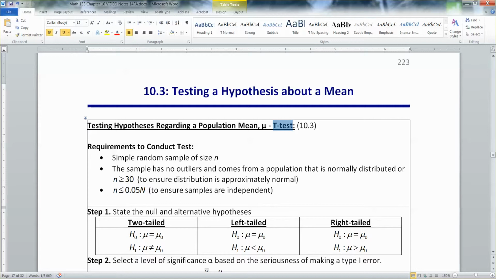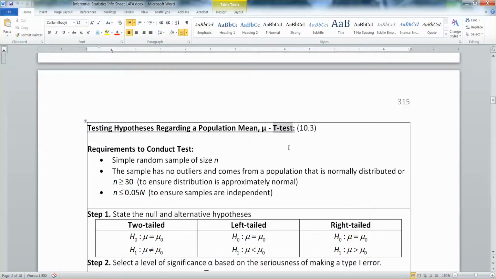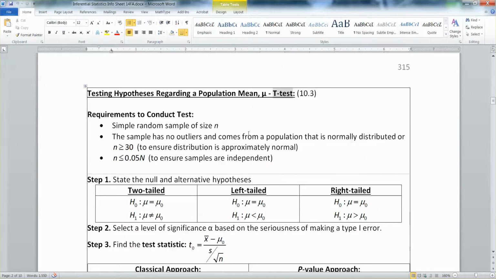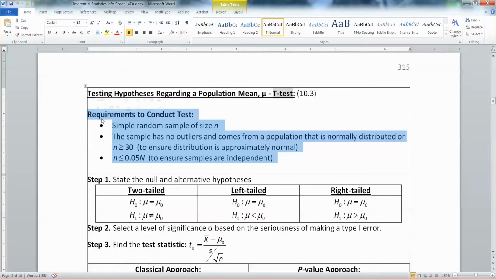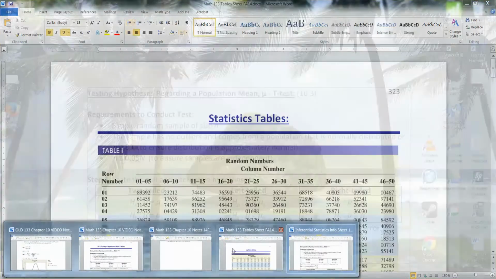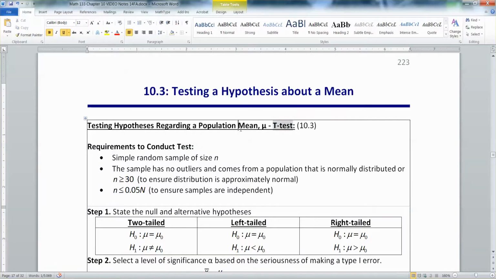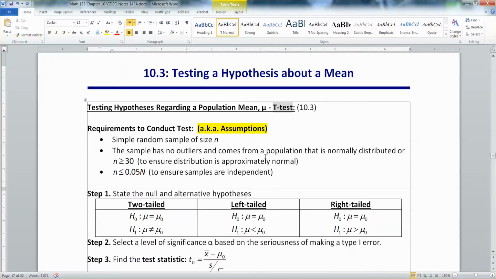And just to be clear, this is in your inferential statistics info packet that you get to use on your exams, the neon green portion of your course pack. So this is the t-test, then you have these requirements. These are the things that have to be in place in order to conduct this test. You can also call those assumptions, AKA assumptions. So these are the things that we assume to be true. And if we can't assume them, then we will prove them true.